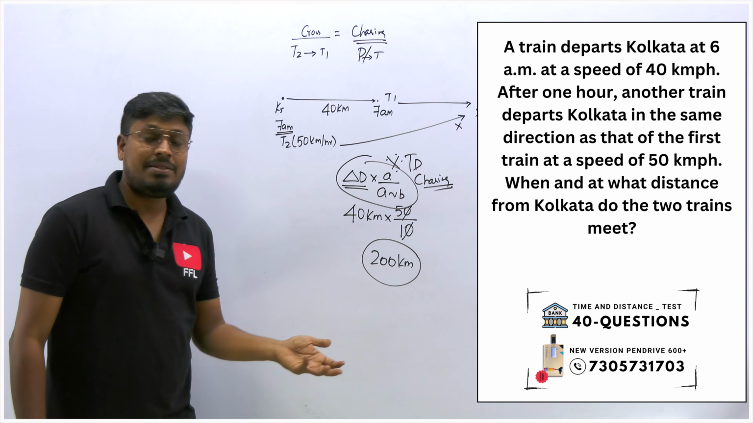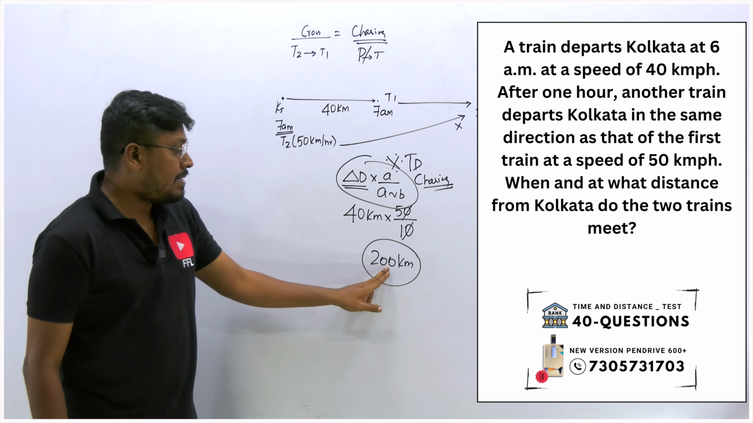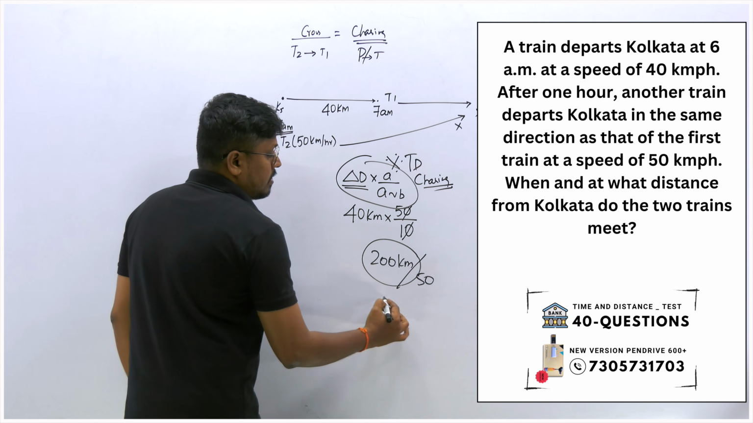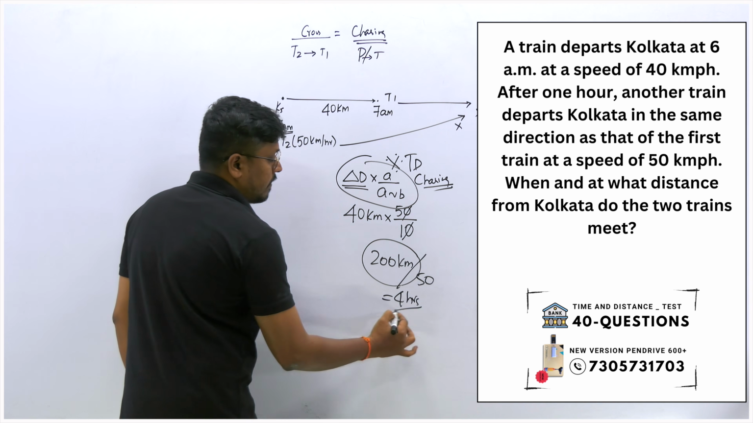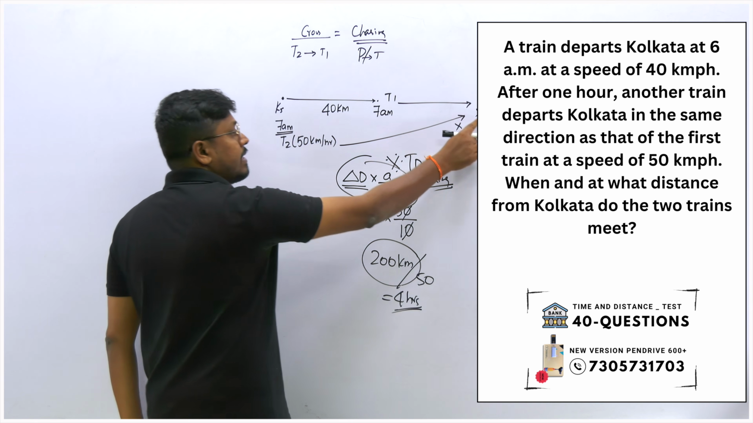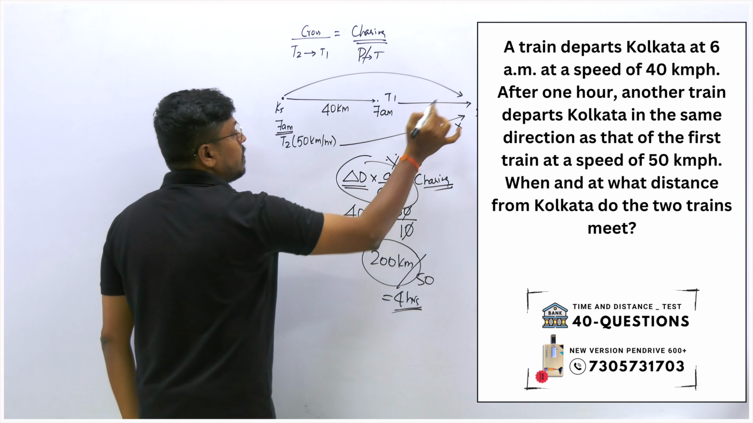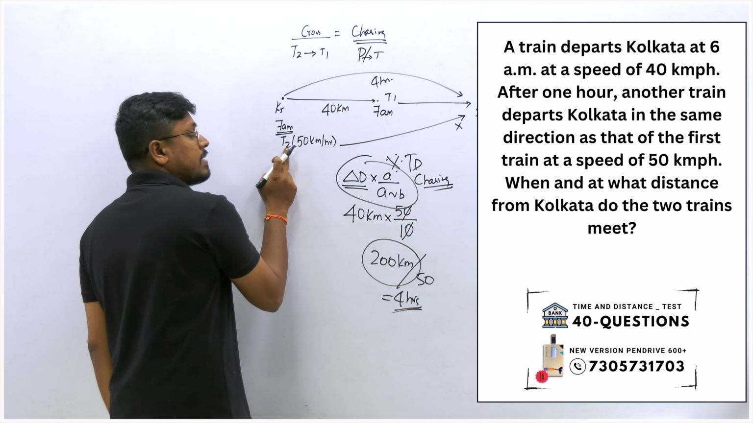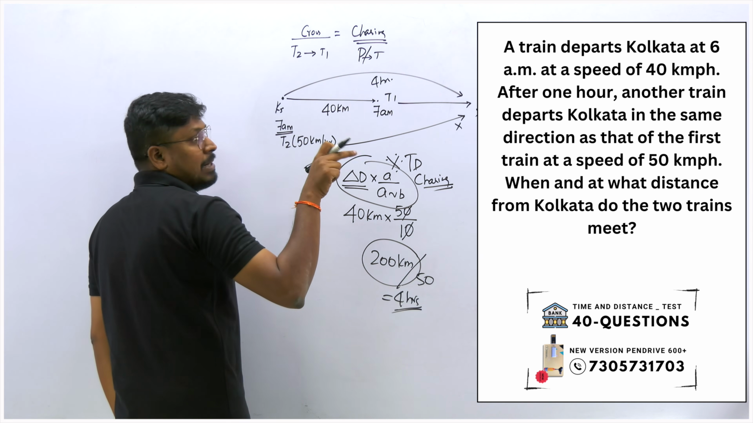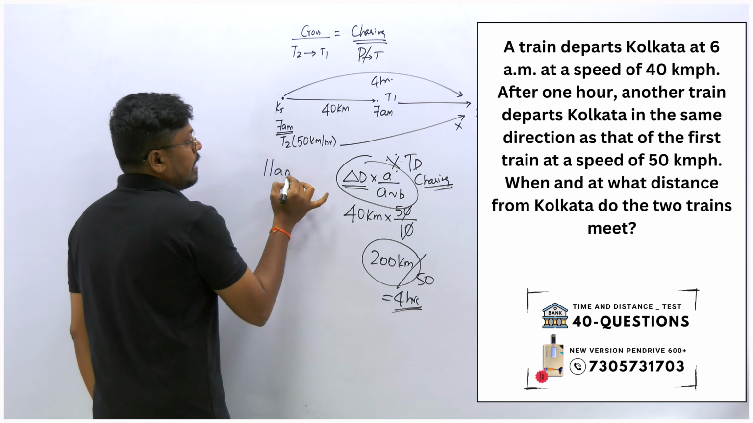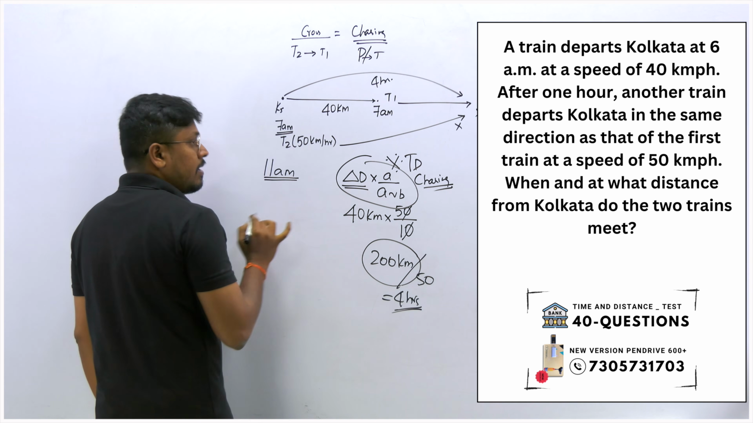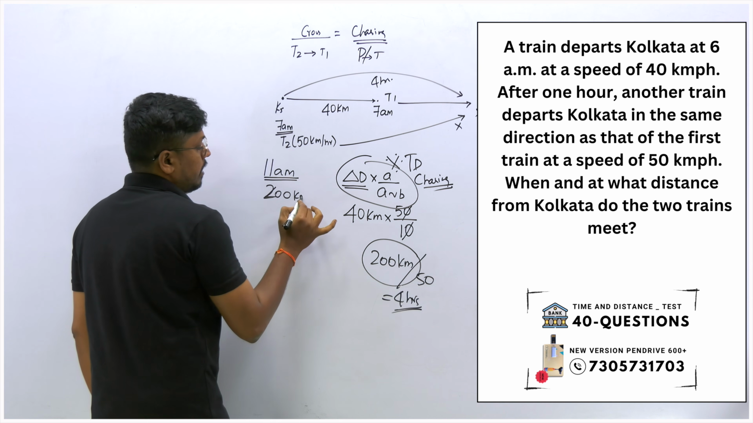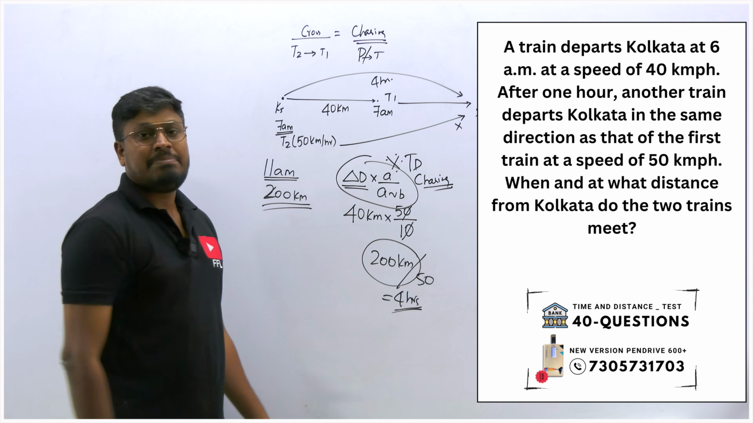Why? Because time is equal to distance divided by speed. So distance is how much? 200 km. What about the speed? Speed is equal to 50. So it takes 4 hours. So from 7 a.m., in order to reach this point, train 2 takes 4 hours. So at what time do both the trains meet? 7 a.m., 7 plus 4, will be 11 a.m. So at 11 a.m. both the trains will meet each other. From the Kolkata station, both the trains will meet at a point of 200 km. That's it. Very simple and very easy.